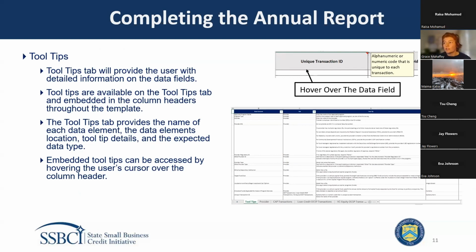You'll have the location of that data element, so which tab or tabs it might be located on, the tooltip descriptions, which primarily come from the reporting guidance, but may have additional details added in by the compliance team. So please be sure to read those carefully. And then finally, it'll cover the data type that we're expecting in the response. In addition to the tooltips tab, if you hover over the column header as you're in any of the other tabs of the template, you'll be able to see the displayed tooltip as well.